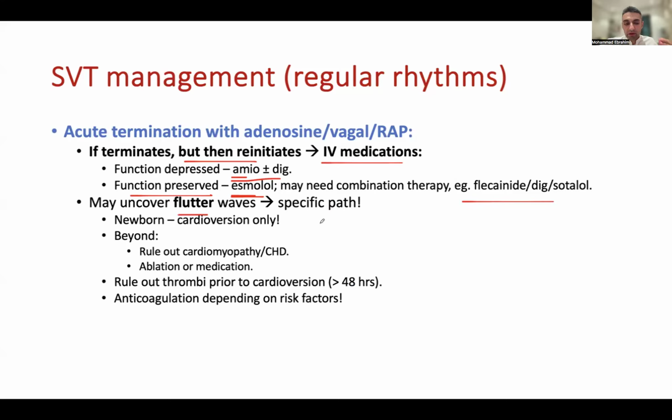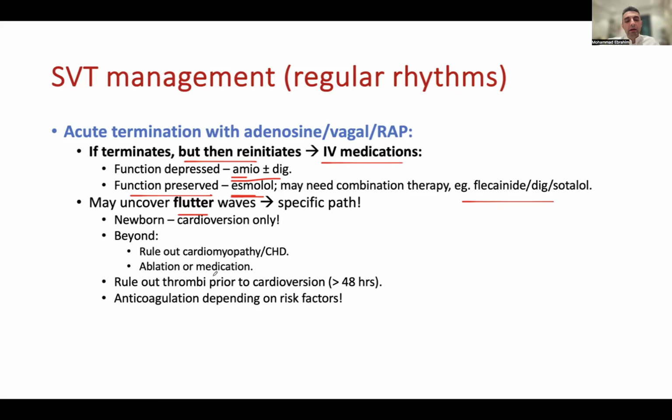If the patient is having flutter and is a newborn, you usually cardiovert, and then there is no need for long-term therapy. So newborn, flutter, you cardiovert. Often there's no need for anything else in terms of long-term therapy. But if the patient is older than a newborn, flutter is not going to go away by itself. Usually there is cardiomyopathy, congenital heart disease, or something that resulted in flutter for this patient, and ablation or medications are required.